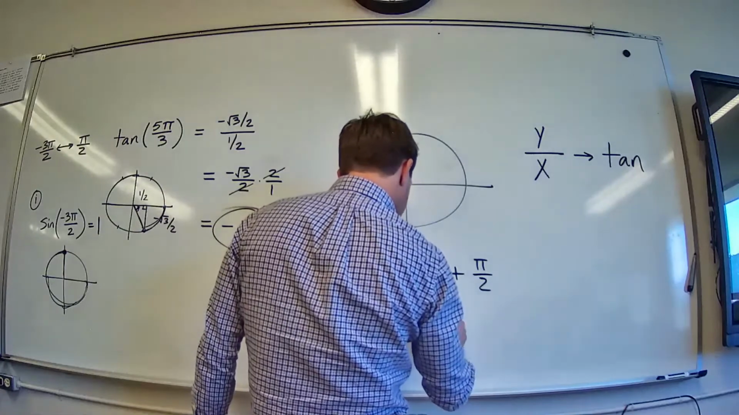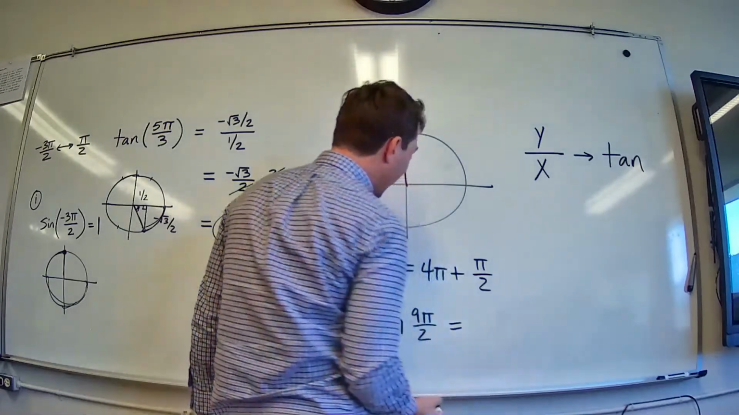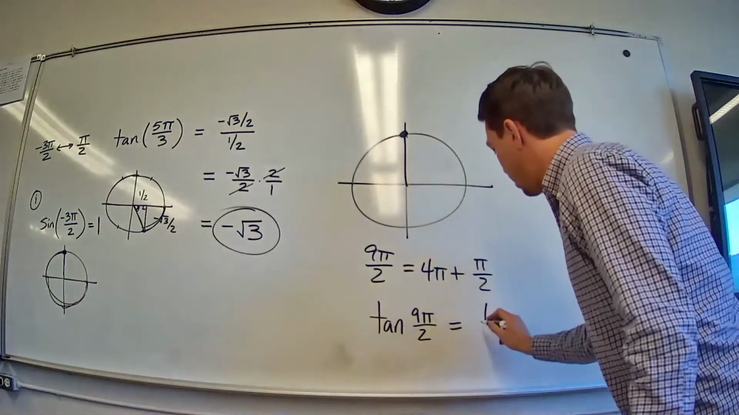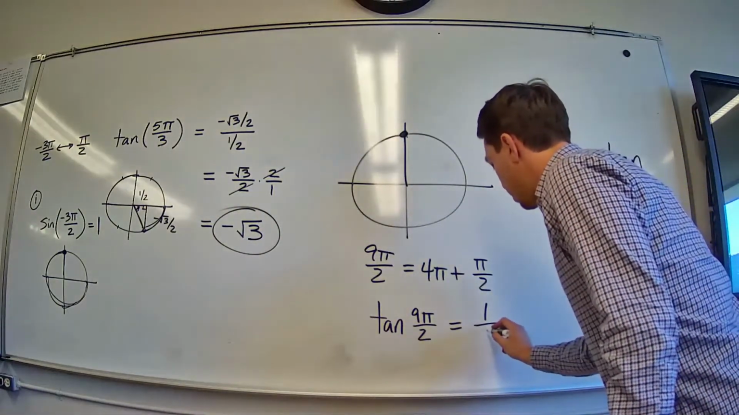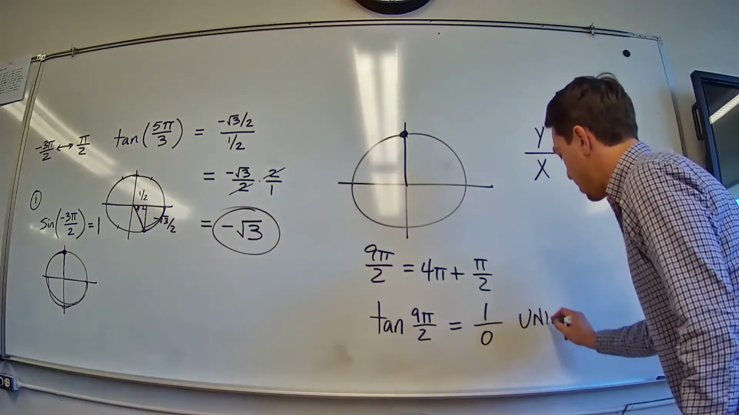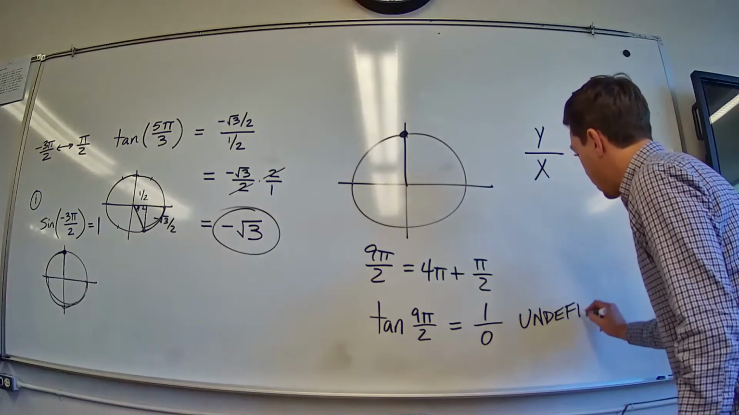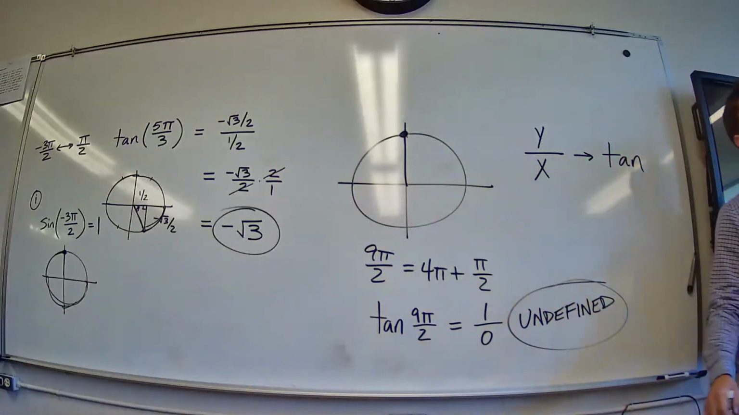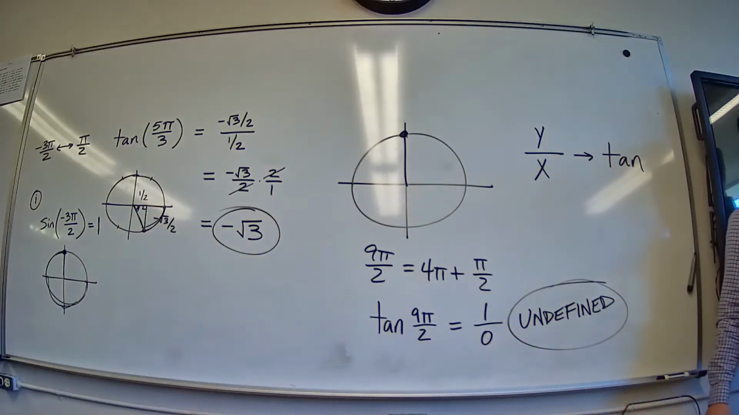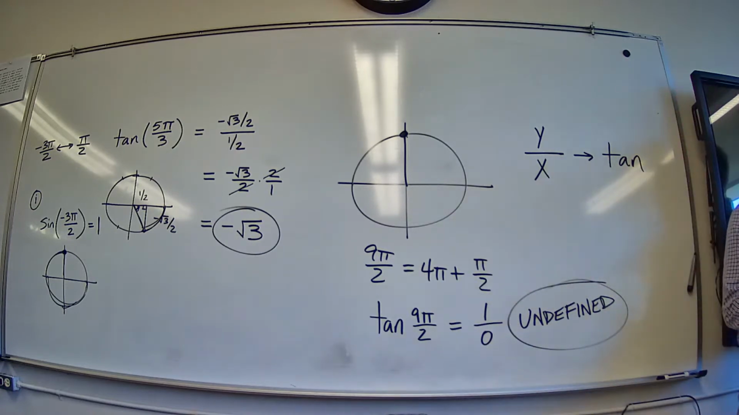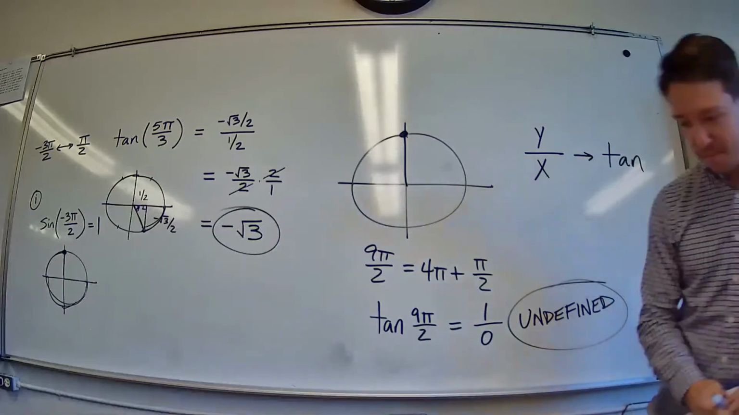But the tangent of 9 pi over 2 is, did anyone figure it out? Undefined. Because you do the y value of 1 divided by the x value, which is 0, and be like, wait a second, that is undefined. Moral of the story. Hey guys, is the tangent function defined for all inputs? No.